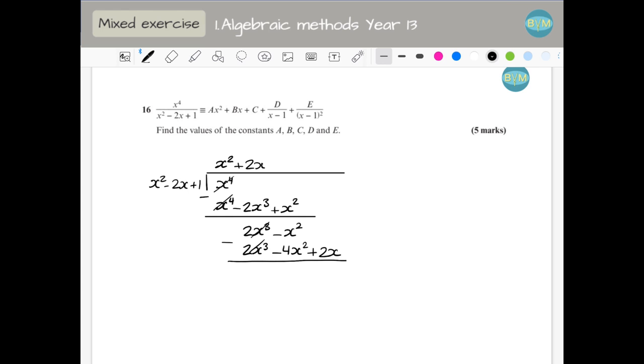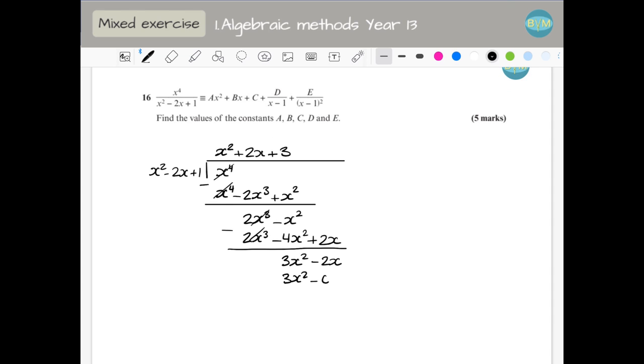Subtract. These two are gone. Minus x squared minus minus 4x squared is positive 3x squared. And then minus 2x, because I'm subtracting the 0x that I have here minus 2x. That's why it changed sign. Then 3x squared divided by x squared is 3. I multiply by everything and write underneath: 3x squared, 3 times minus 2x is minus 6x, and 3 times 1 is 3.